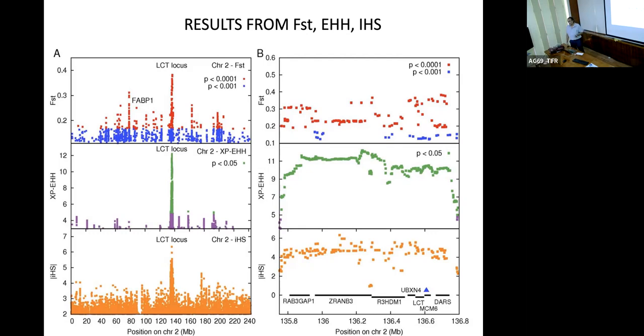And if you zoom in on this region with the LCT locus, these are the genes. You can see that there are lots of genes here. In particular, there is a gene called the LCT gene, which is the lactase gene. And the lactase gene is involved in making lactase. And most of us have a problem with that.